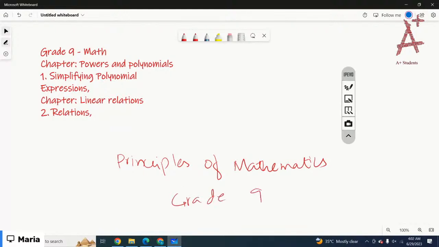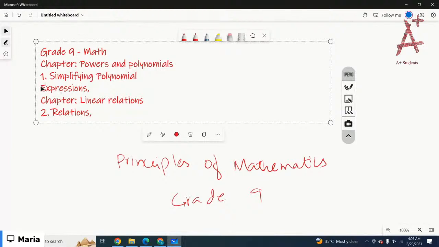So we're going to start with the second chapter, that is powers in polynomials, and we're going to cover 2.6, that is simplifying polynomial expressions. Then we're going to start the new chapter, that is linear relations, and the lesson we're going to cover is relations. So let's just start with the lesson.